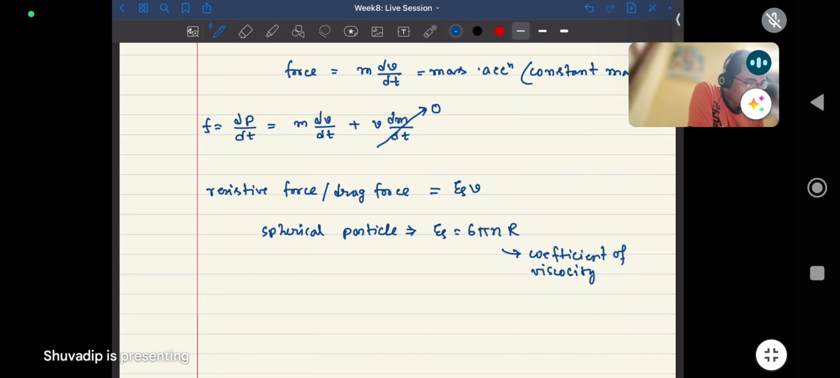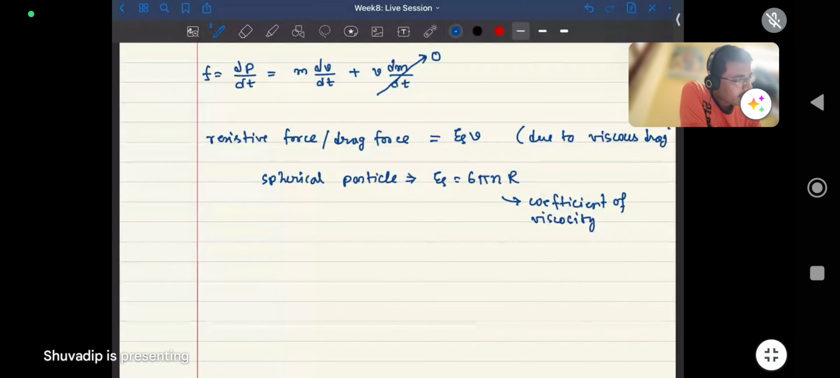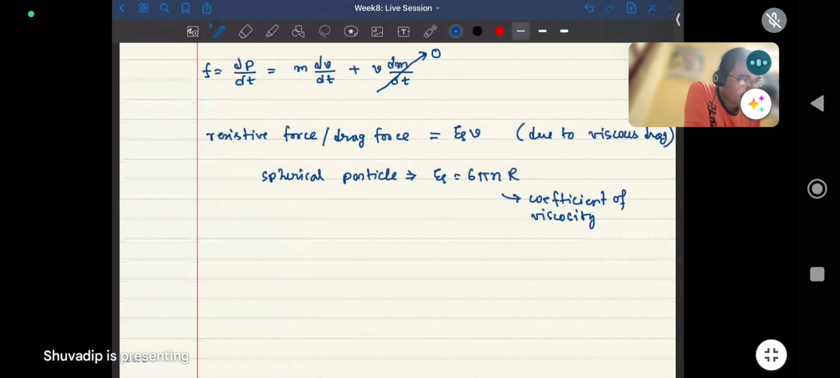So while writing the equation of motion, we will not make this spherical assumption. We keep the resistive force or drag force due to viscosity, the viscous drag, as xi into v. We will keep this term general.